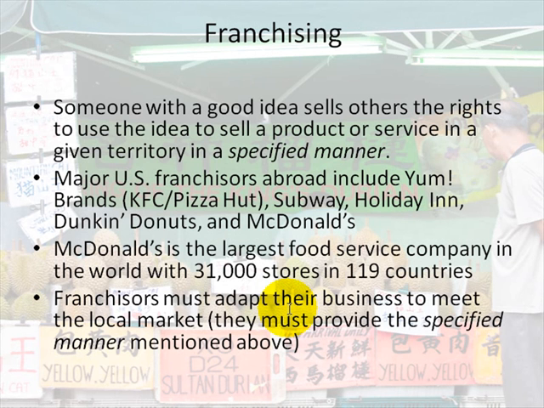And so this is the responsibility of the franchisor, who must adapt their business to meet the local market, because they have to provide the specified manner that I mentioned above. So they have to say, you're going to sell this many chicken sandwiches, and this is how you make a chicken sandwich, and this is what's in it, and these are the ingredients, and by the way, here's your order form for the ingredients. But the franchisor is responsible for making that specified manner meet the local market.